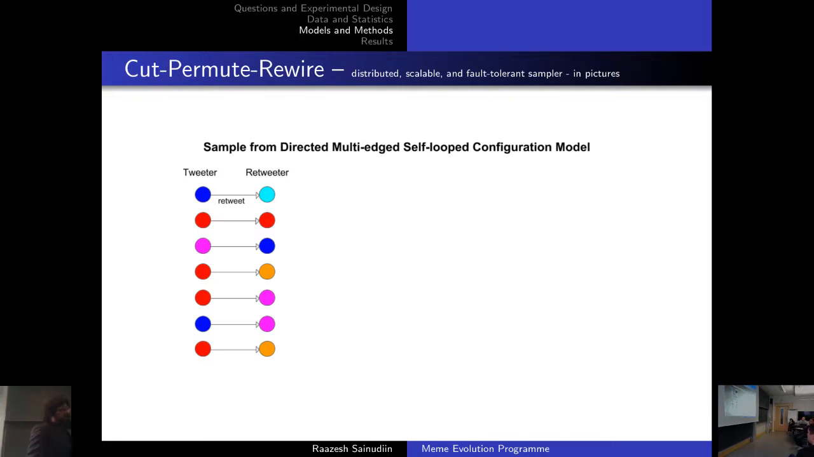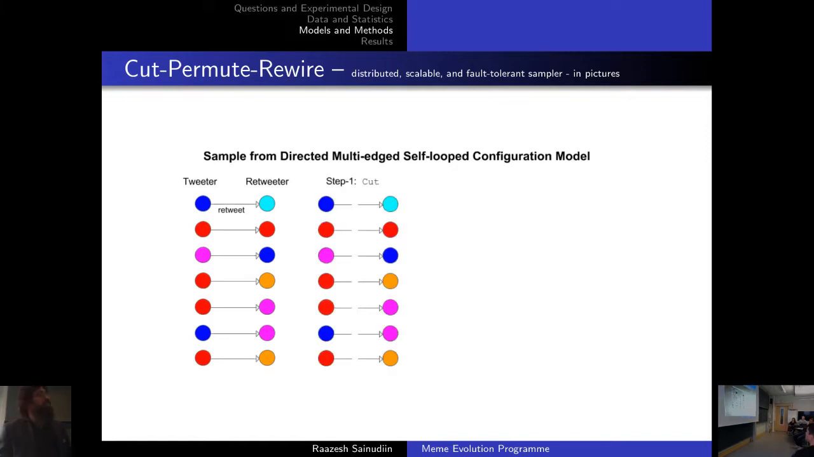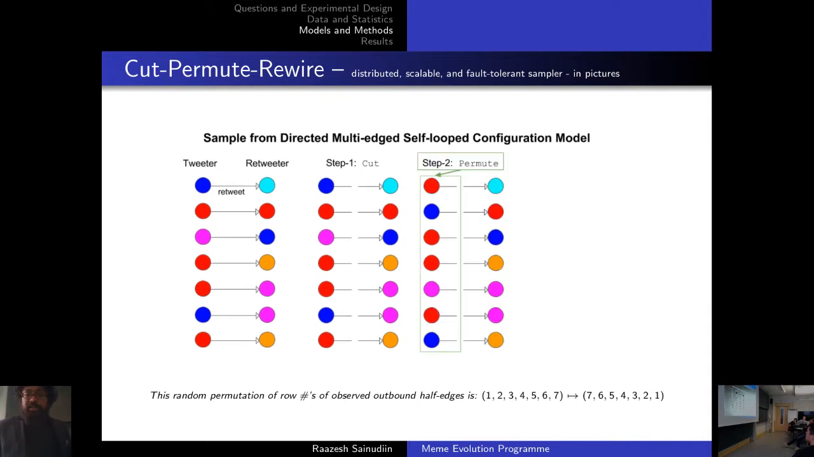Now I have my sample from a directed multi-edge self-looped configuration model. What is this? It is the thing that has to preserve the in and out degree. So step 1, you cut it. You simply snip. This is the original algorithm by Watts and Strogatz and those guys. Actually, Strogatz was my mentor at Cornell as well. And when you cut it, the next step is you permute it.